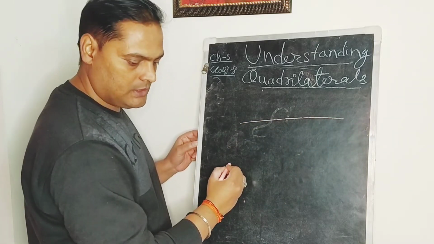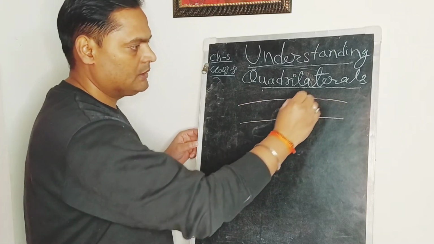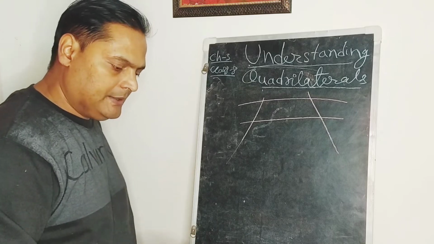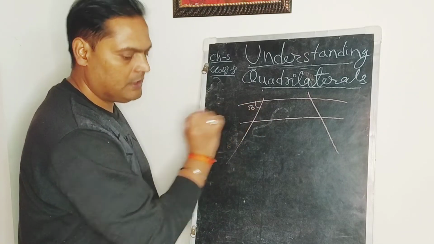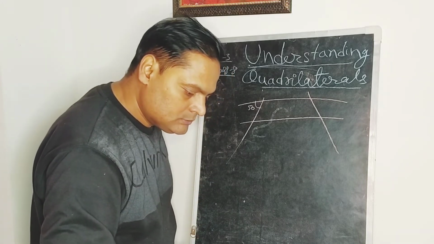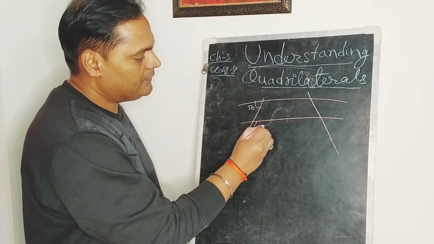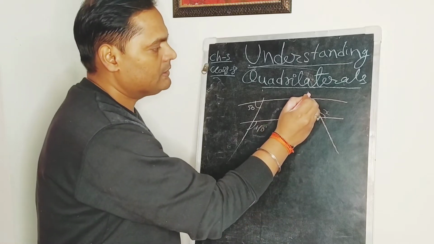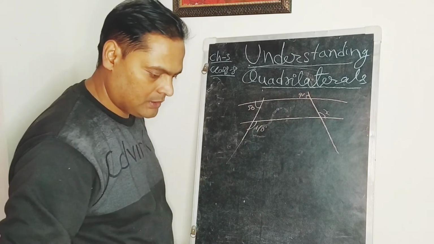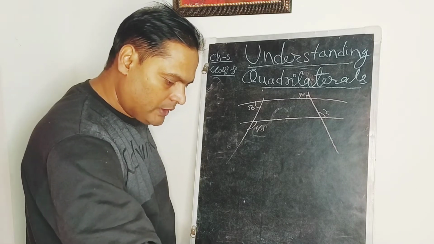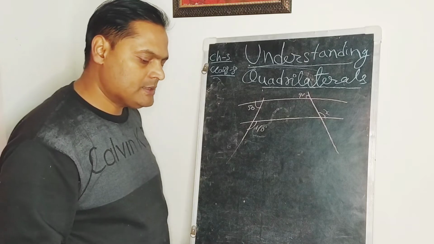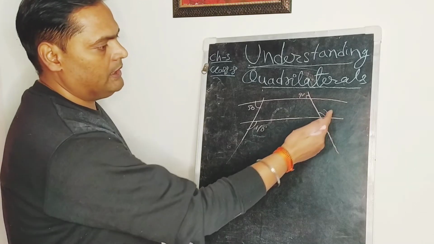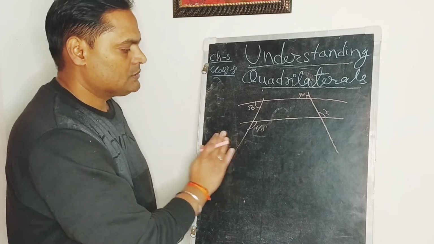Let's see this topic with the help of one example which is already given in the book as well. This line goes like that, and this is another line. The markings given here are 50, 110, X, and 90 degrees. Here we try to find the exterior angles of the polygon, and we need to find the value of X.